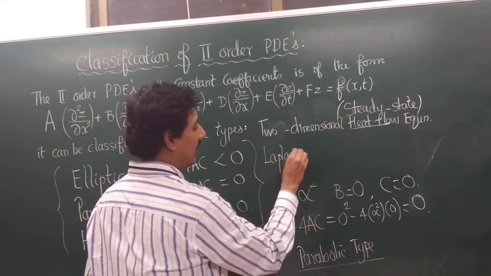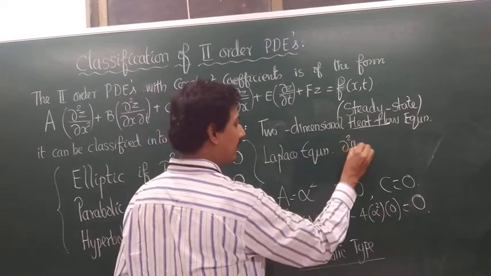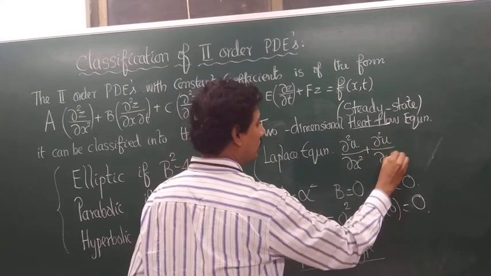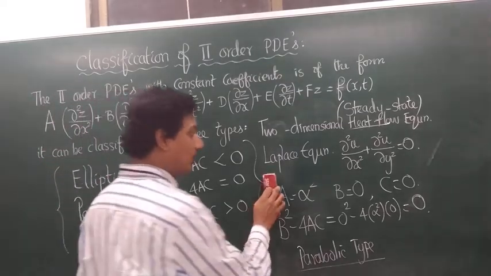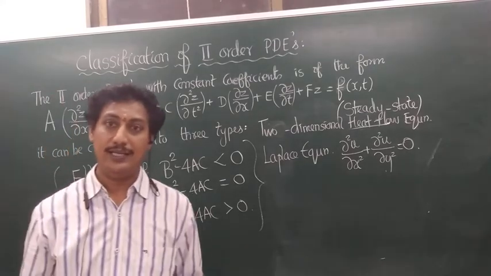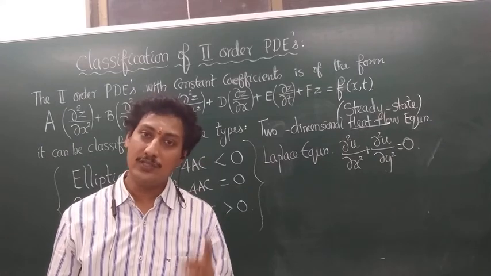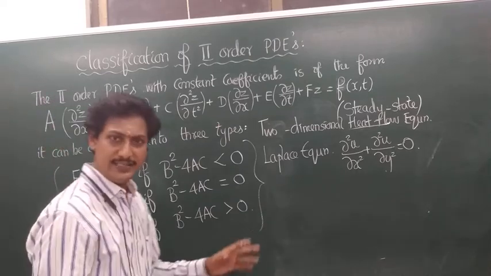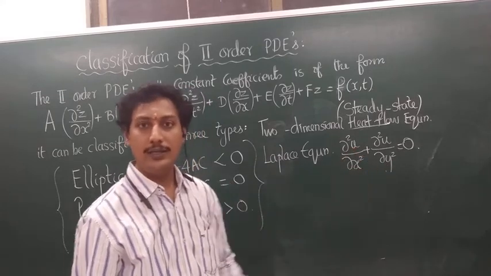Under the steady state, the two dimensional heat flow equation is often called the Laplace equation. The Laplace equation in Cartesian coordinates is nothing but ∂²u/∂x² plus ∂²u/∂y² is equal to 0. This is known as the Laplace equation, or the steady state equation of two-dimensional heat flow. Is it a second order partial differential equation? Yes, of course, because there are two terms, both second order.